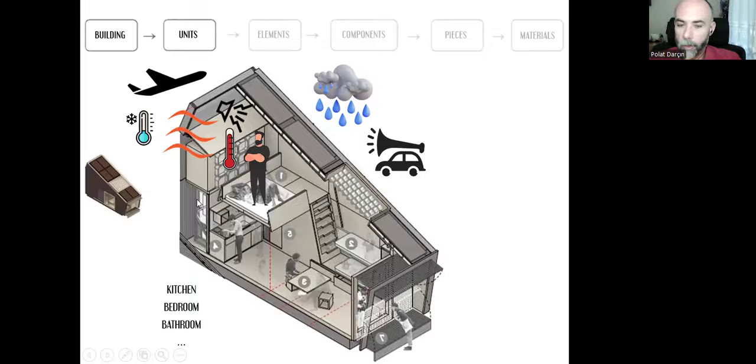And these living areas can serve for a specific function. Some of them can serve the users to prepare their food. Some of them can provide a safe and sound place for them to sleep, things like that. And the combination of the units will create the building itself.